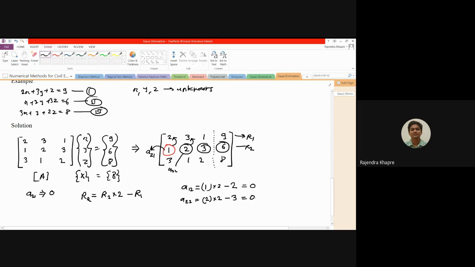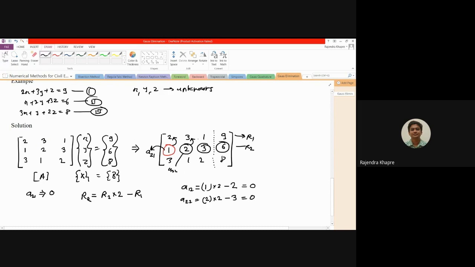I think the screen is displayed over there, right? Anyway, so is it okay? Is it understandable? Okay. Yes, students, am I audible? Yes, sir. Sir, A22 will be 1. Probably there is a network issue. Anyway, the value of A22 will be 1.